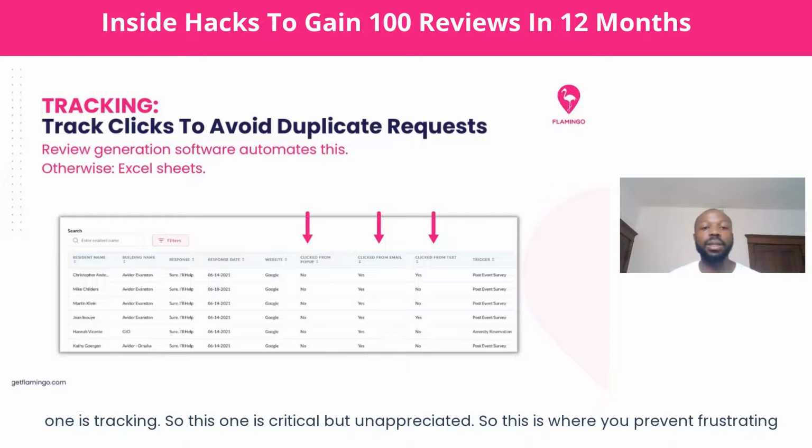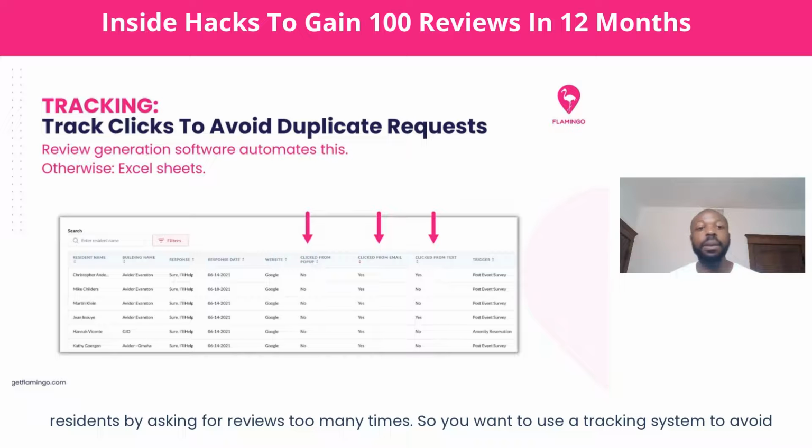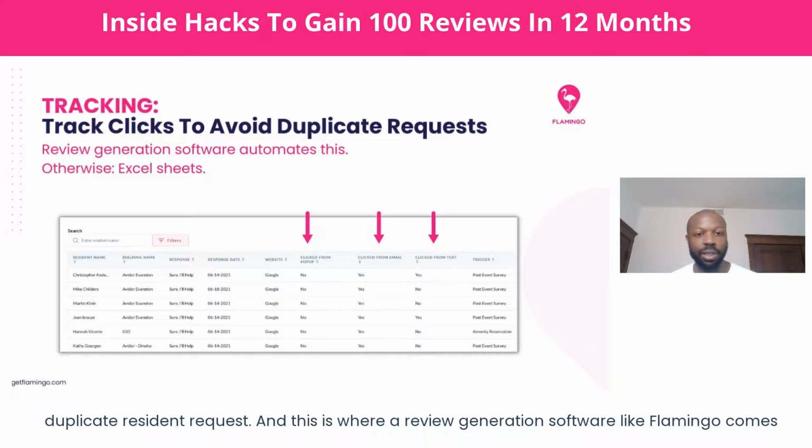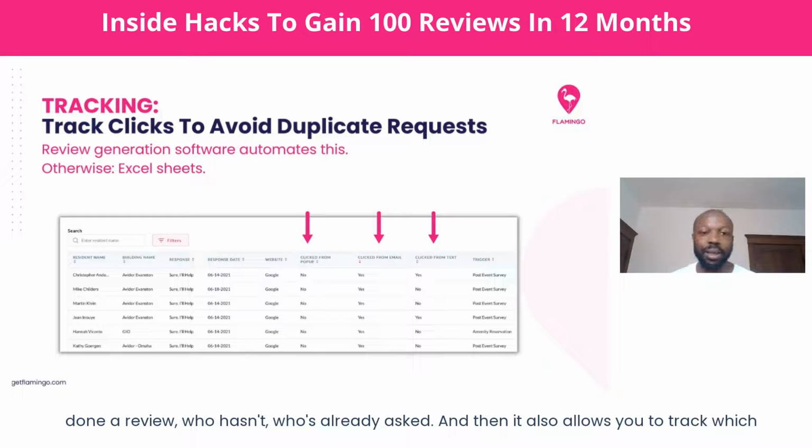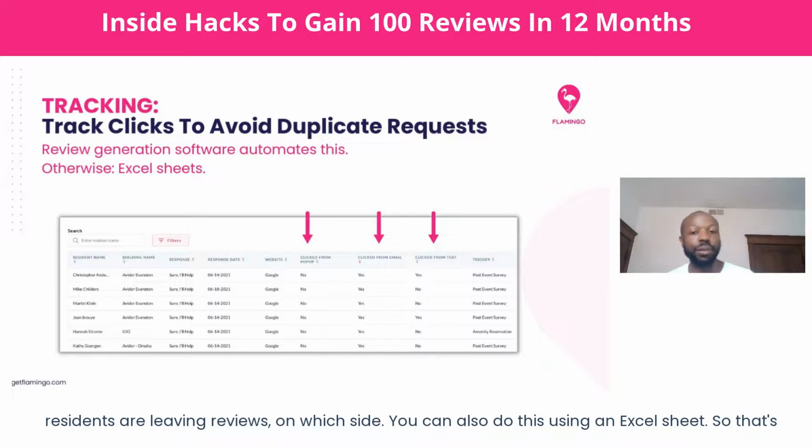And then the fourth one is tracking. So this one is critical, but underappreciated. This is where you prevent frustrating residents by asking for reviews too many times. So you want to use a tracking system to avoid duplicate resident requests. And this is where a review generation software like Flamingo comes in. So this allows you to really automate that process. So you are able to know who has already done a review, who hasn't, who's already asked. And then it also allows you to track which residents are leaving reviews on which sites.